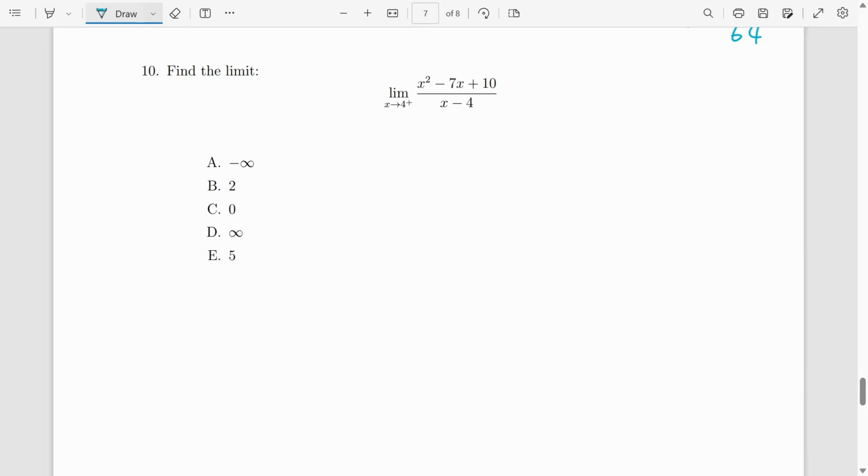Okay, question 10. I think this is the last limit on this whole exam, so woohoo, no more after this. Find the limit as x approaches 4 from the right side. So that's a little bit different.